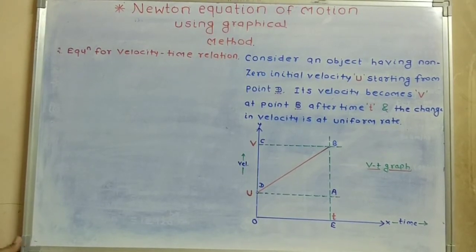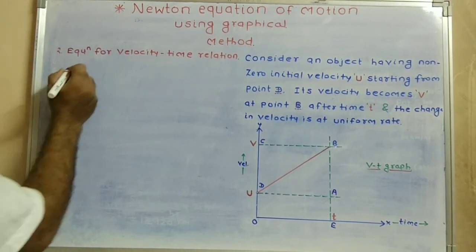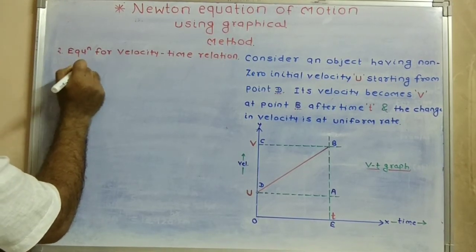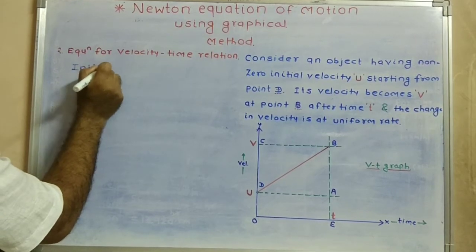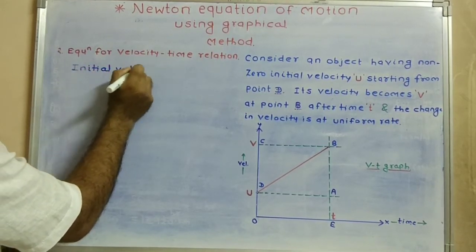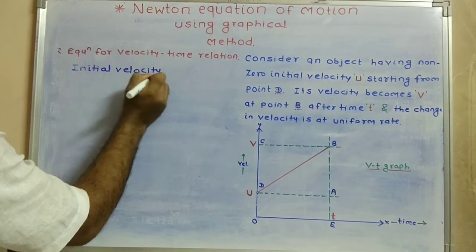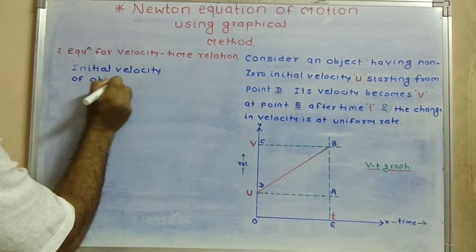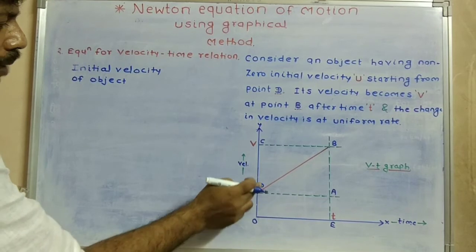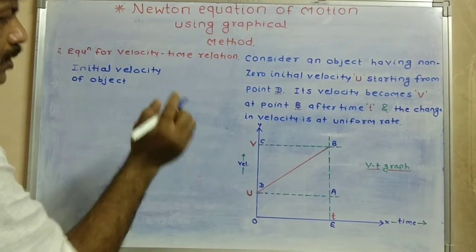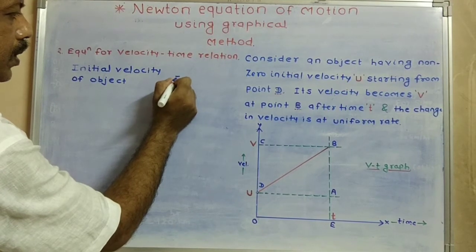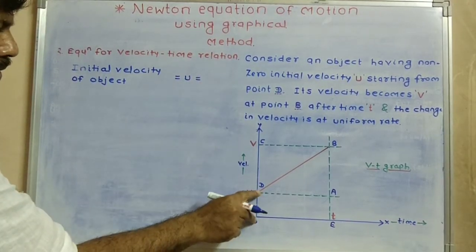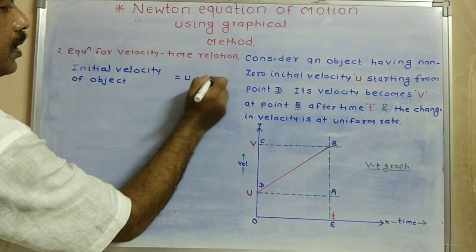First, what is the initial velocity of the object? Now write down here. What is the initial velocity of the object? We have considered the object which is at point D. Therefore, its initial velocity is how much? U. This is the initial velocity u, which is equal to, in terms of the graph, what is its initial velocity? OD.